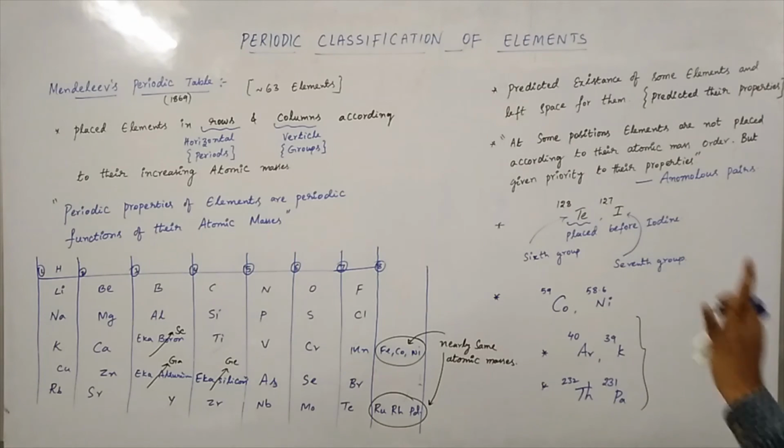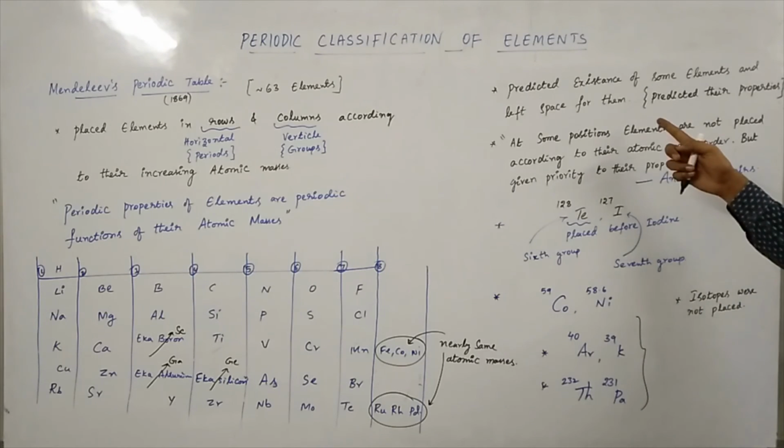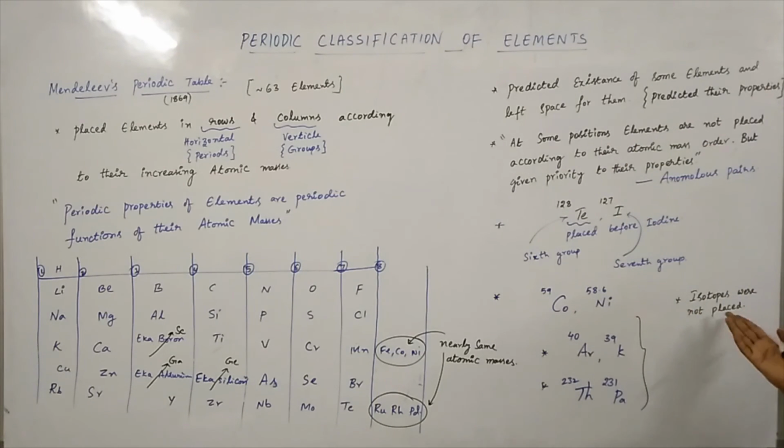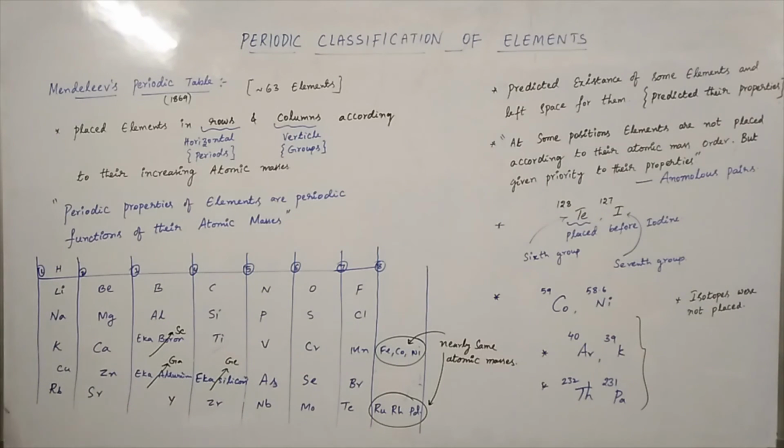The main drawback of Mendeleev's table is anomalous pairs, and also isotopes were not placed. Reason: isotopes have the same atomic number but differ in their mass number. So if you are arranging elements according to their atomic masses, we need to place isotopes also, but that was not done. Of course, isotopes were discovered later, right? If you want to arrange purely according to Mendeleev's table, we need to place isotopes also, but it is not satisfying.